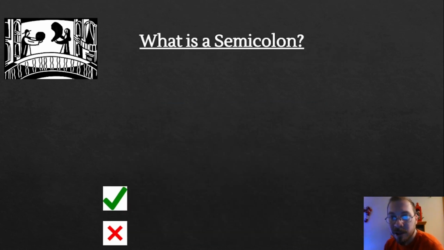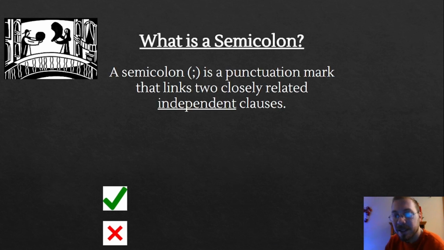So what is a semicolon? It is a punctuation mark that links two closely related independent clauses. So when you're writing, sometimes you've got two sentences that flow really well together and you're not sure how to connect them, and you separate them with a period. And when you're reading it, it doesn't make sense for there to be a full stop or a full pause. That's where the semicolon would fit perfectly in.